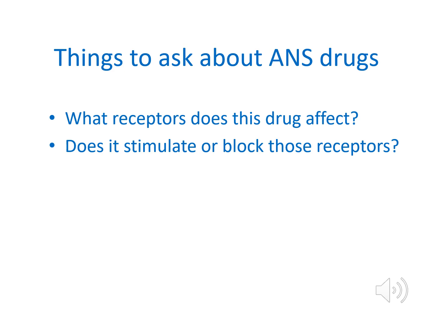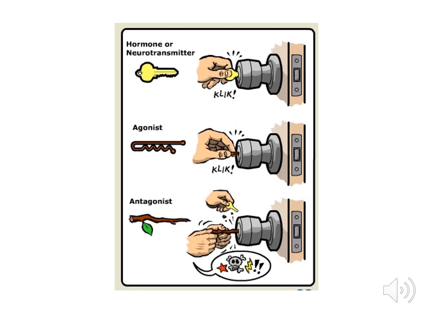But before we do that, there's a couple of terms that we probably need to clarify first. Those two terms are agonist and antagonist. An agonist is a drug that stimulates a receptor site, and an antagonist is a drug that blocks a receptor site. So in this analogy, you have a hormone or a neurotransmitter that binds to a receptor site, and it's like a key that's going to open the lock. An agonist is not that hormone or neurotransmitter, but it can do the same thing. It can stimulate that receptor site and get the same effect.